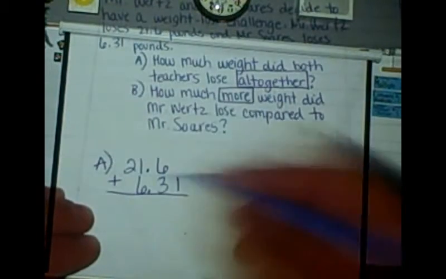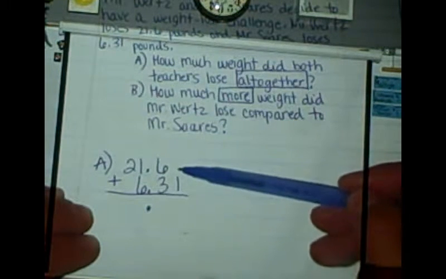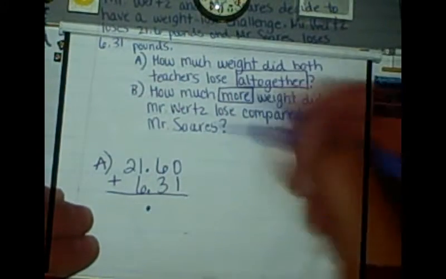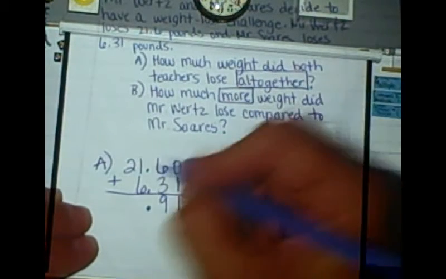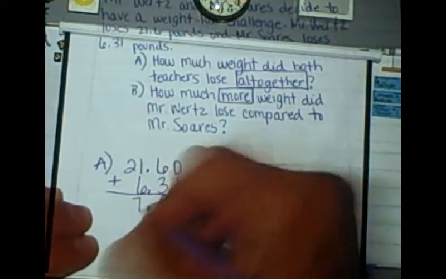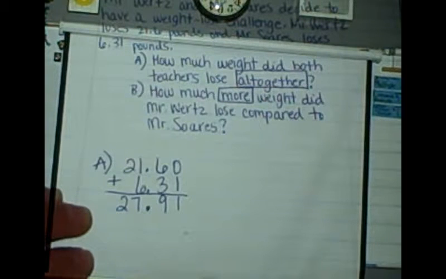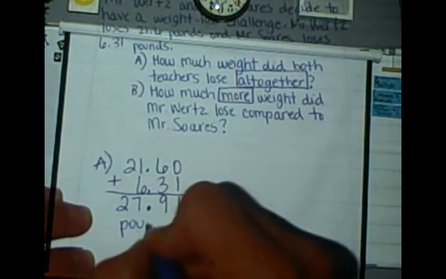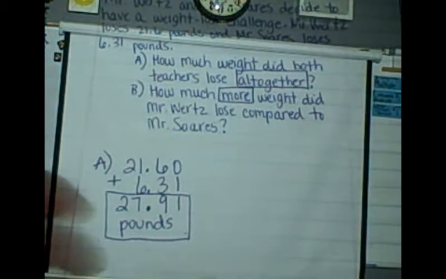Now, in your answer, you can bring the decimal straight down. If you would like, you can fill in the empty space with a 0. Okay, 0 plus 1 is 1, 6 plus 3 is 9, 1 plus 6 is 7, and 2 by itself is 2. So the total amount of weight that both teachers lost altogether is 27.91 pounds. Please check your work and see if that is what you got.